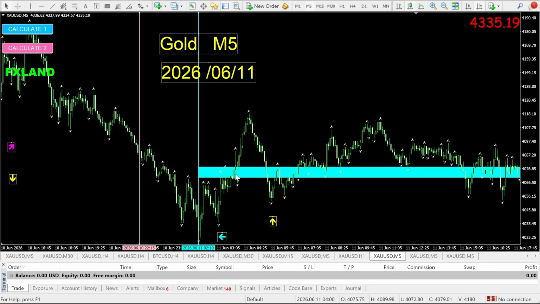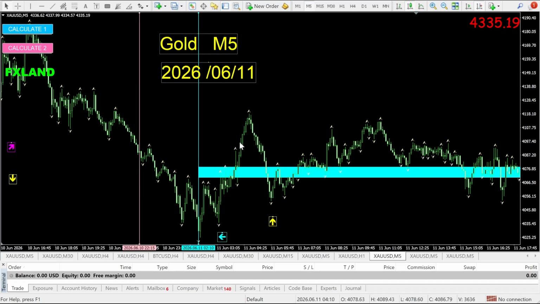If the price breaks above the blue box and successfully moves through it, this indicates a possible trend reversal from bearish to bullish. In other words, the market may be preparing for an upward move. That is why the blue box is very important. Once the price breaks through this zone, the trend reversal becomes much more significant. As you can see here, the price successfully broke above the blue box and continued higher.